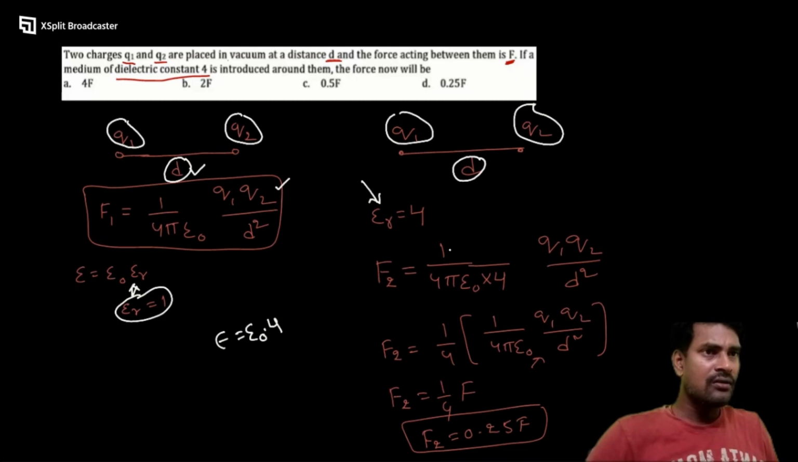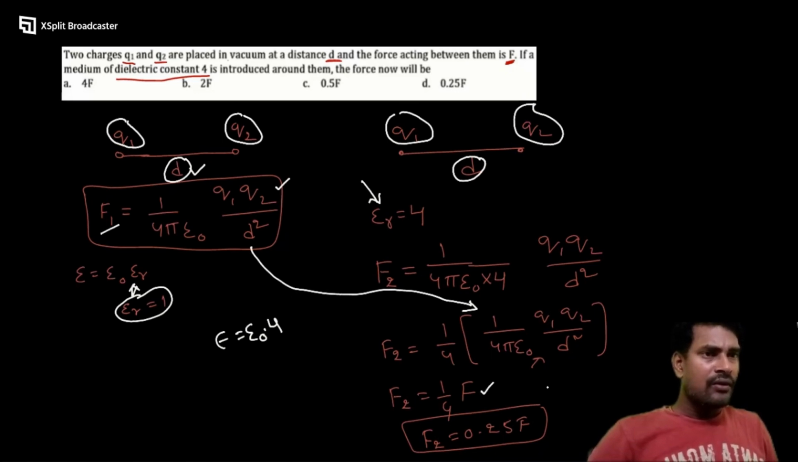F2 is equal to 1 by 4 pi epsilon naught into 4 into Q1 Q2 by d square. So if I keep this 1 by 4 outside, then I can write 1 by 4 pi epsilon naught into Q1 Q2 by d square. If you observe clearly, this is nothing but our F. He asked us to take F1 as F, so I can replace F1 with F.